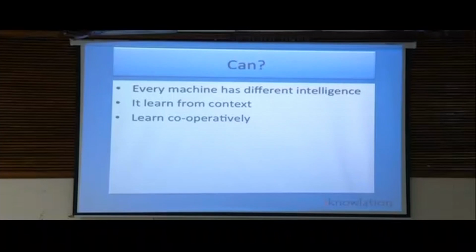So can every machine have a different message? Can it learn from the context? And can they learn cooperatively? एक machine ने पढ़ लिया, दूसरा machine is learning from that, as humans do. So that is the thought process.